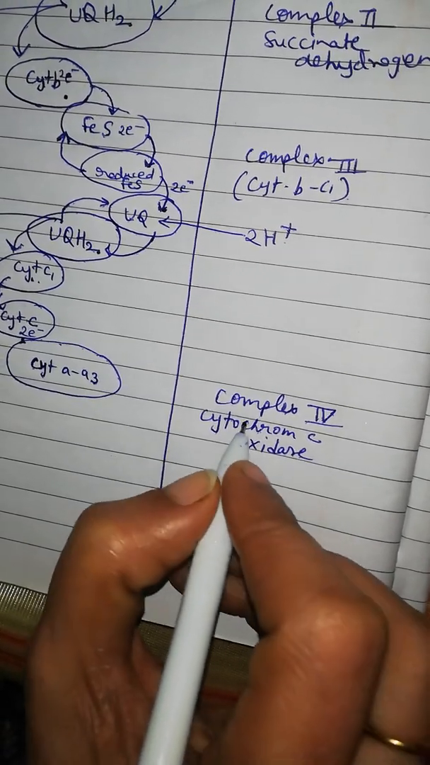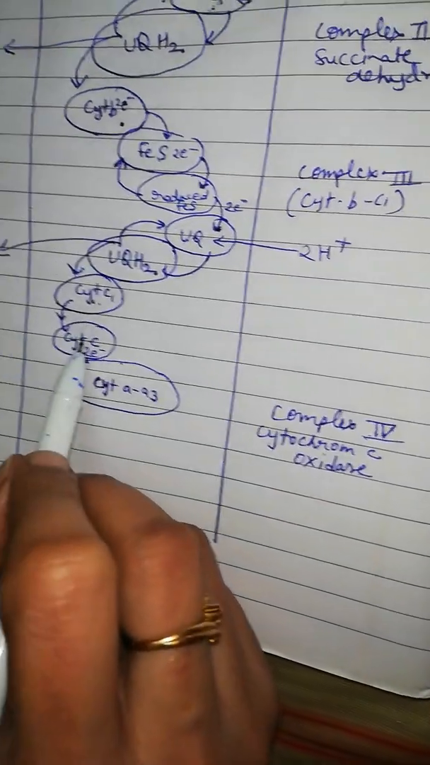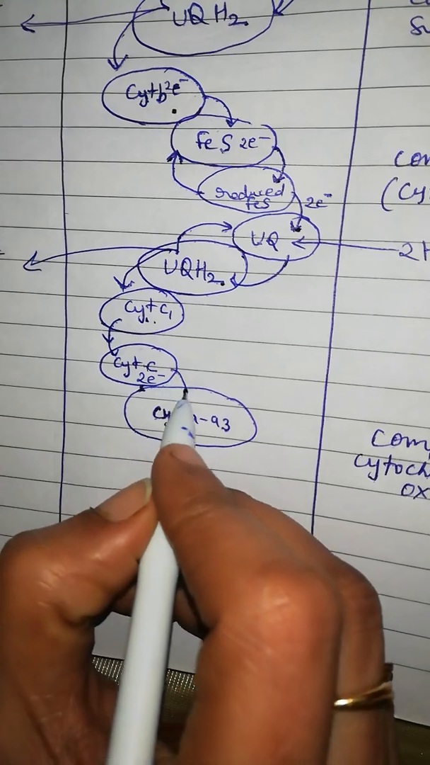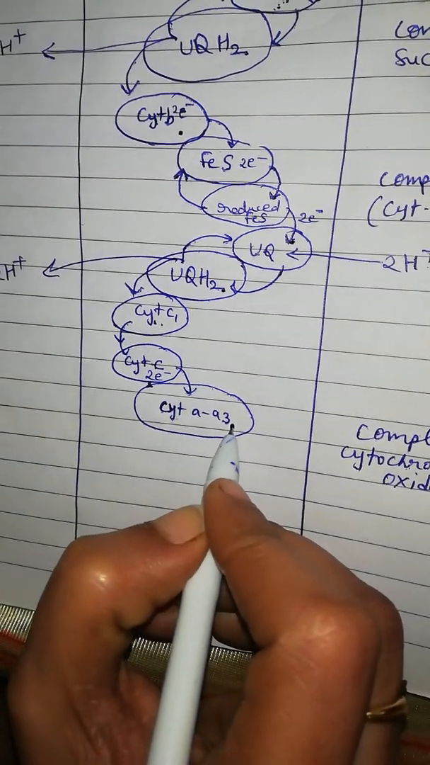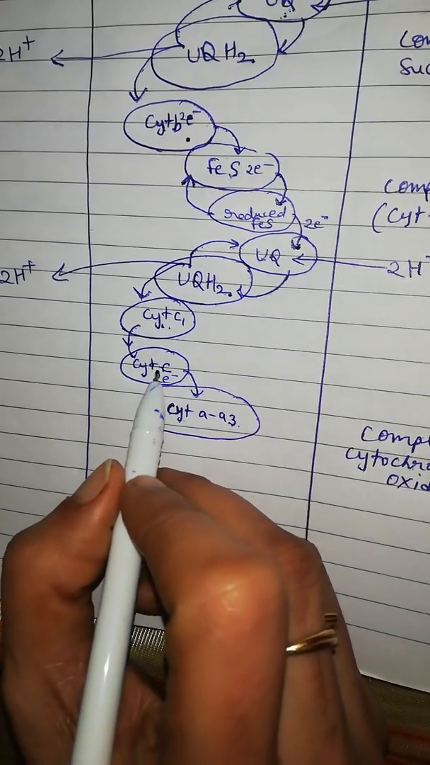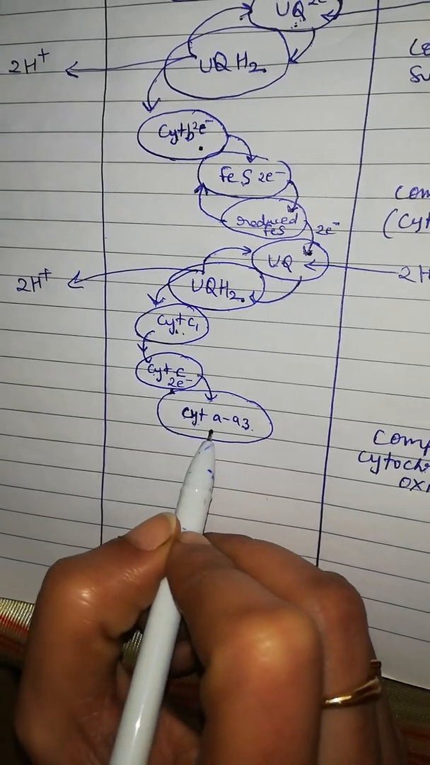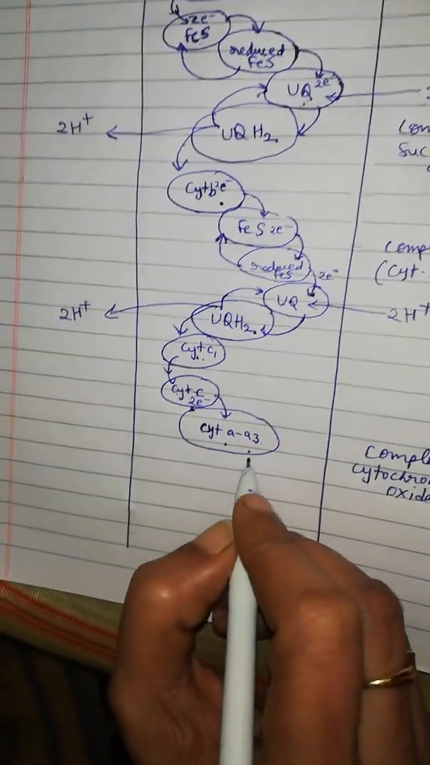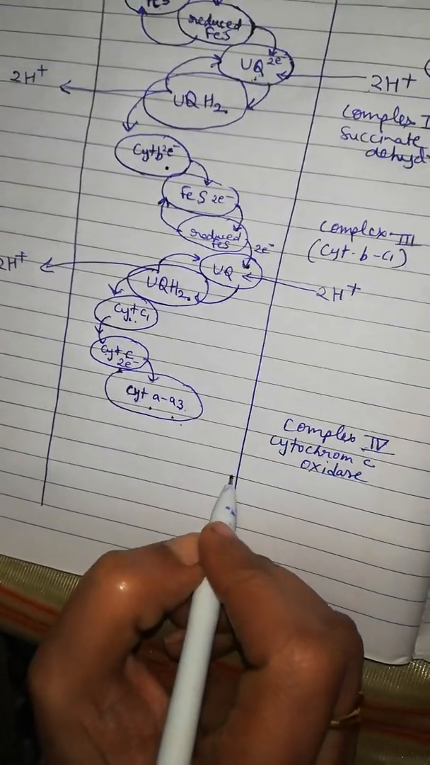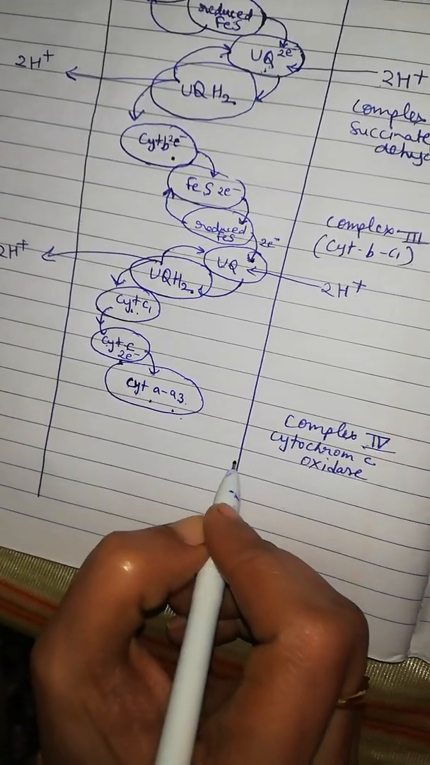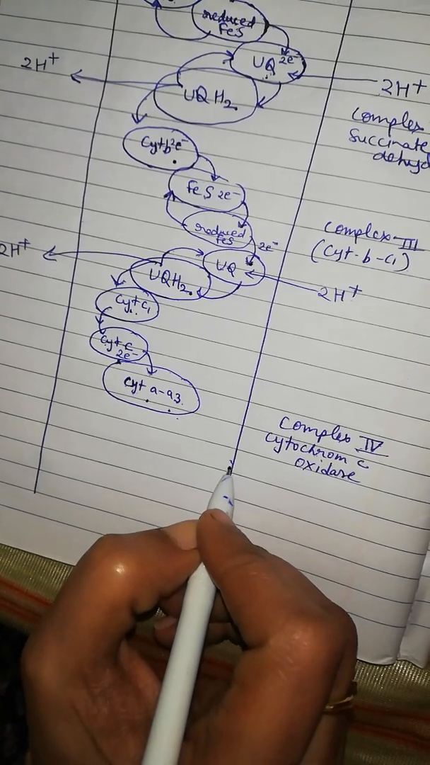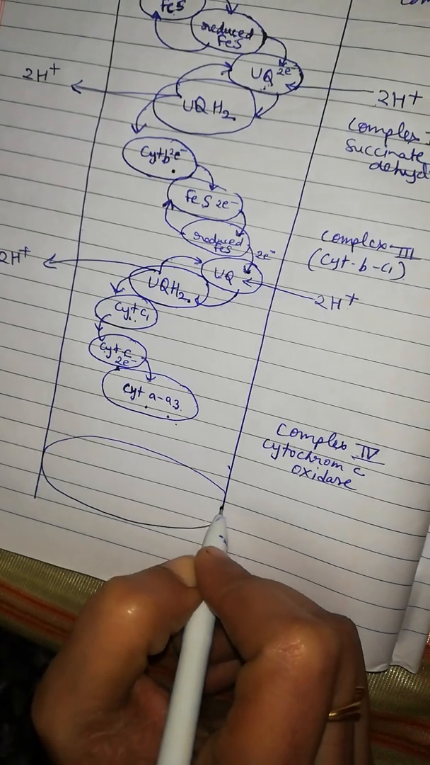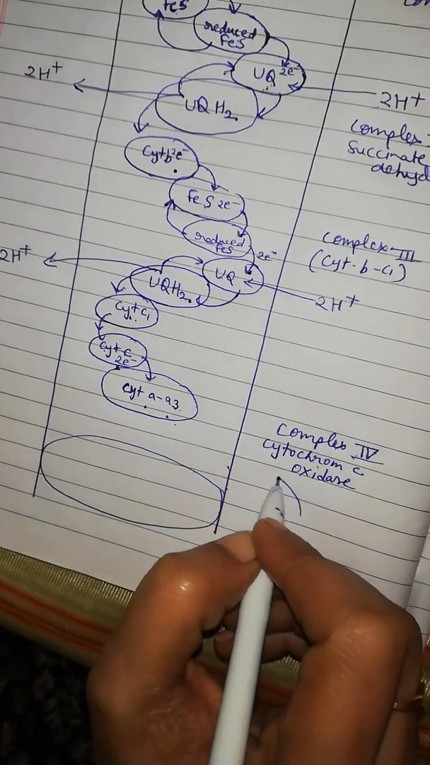Because what is actually this complex doing? There is cytochrome C. This cytochrome C gives its electrons to the cytochrome AA3 complex. So in this process, cytochrome C gets oxidized and this complex gets reduced. This complex 4 ultimately gives electrons to complex 5. Complex 5 is actually the ATP synthase enzyme.